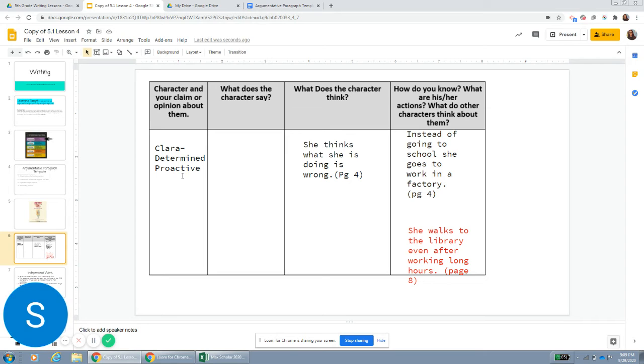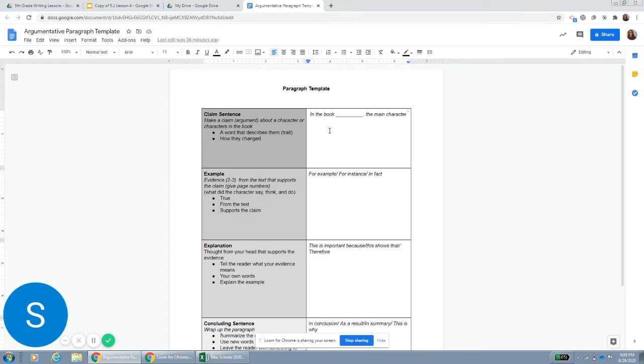She takes charge and does things without anyone telling her. But any of those words work, I'm going to keep going with determined. So I'm going to say in the book, blah, blah, blah. This is just there for you for when we draft. In the book, the main character, Clara, is a determined young girl. That's my claim. That's what I'm going to prove, right? I'm going to prove that she is determined with evidence that I also found.